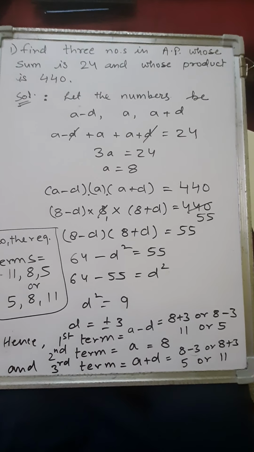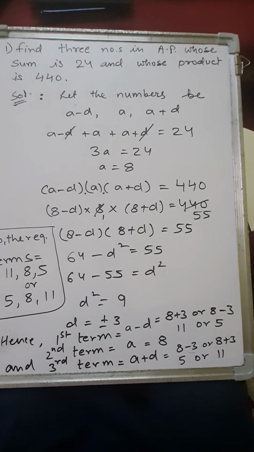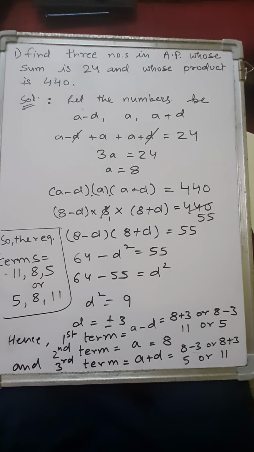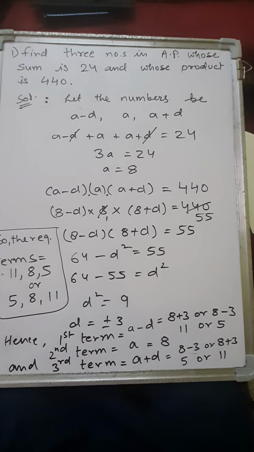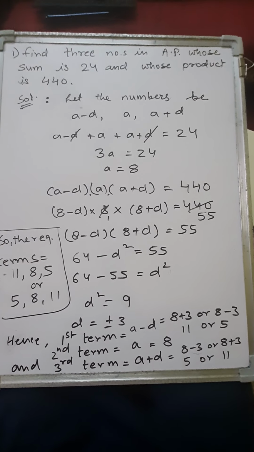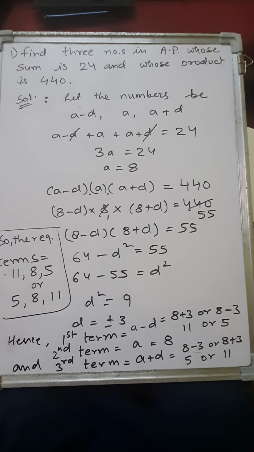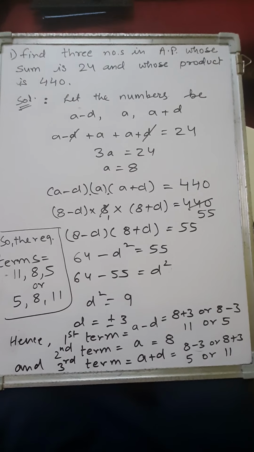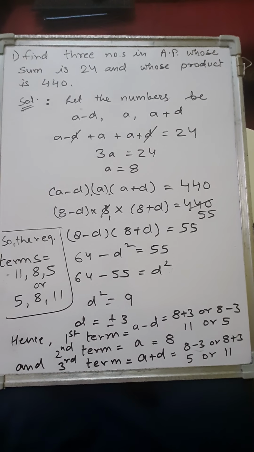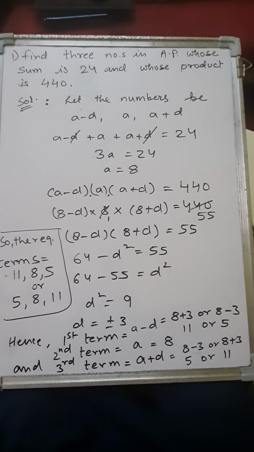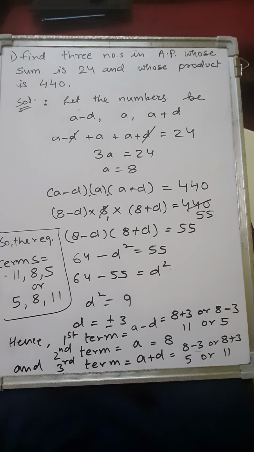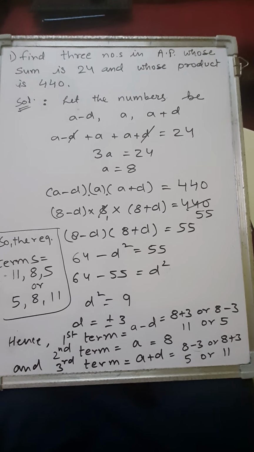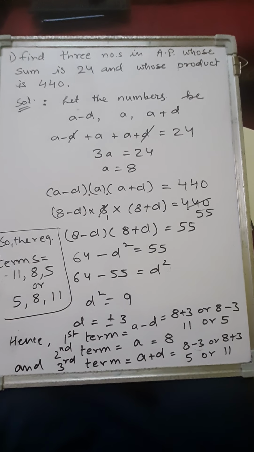Now let's discuss a sum, children, to understand the arithmetic progression more clearly. The sum states: find three numbers in arithmetic progression whose sum is 54 and whose product is 440. The sum of the terms is given, the product of the terms is given, and we have to calculate those terms.